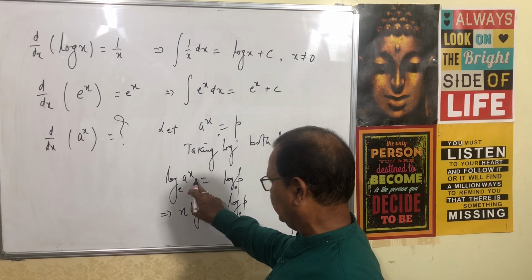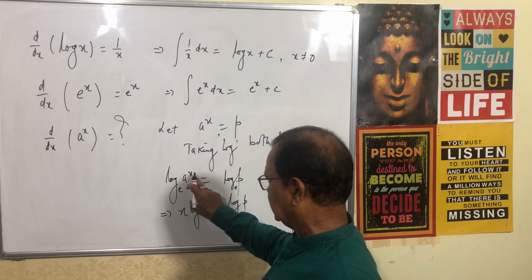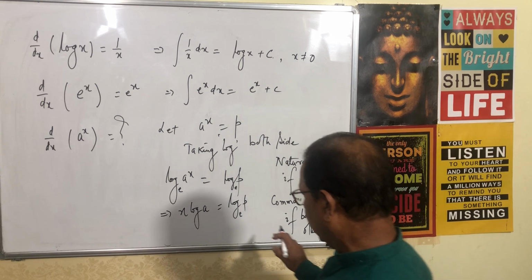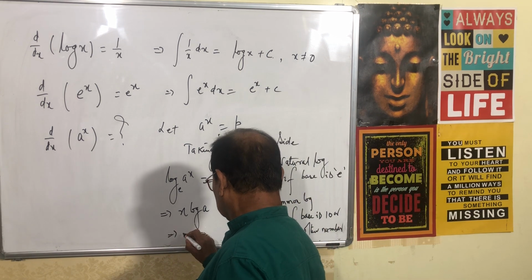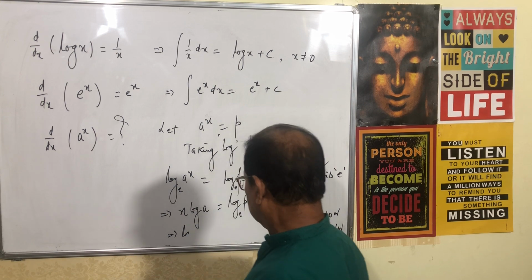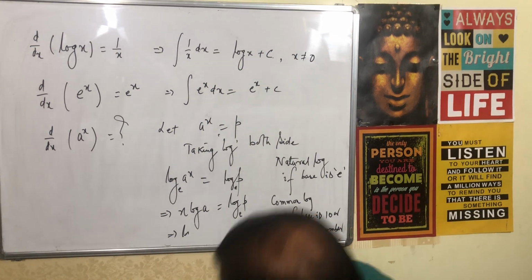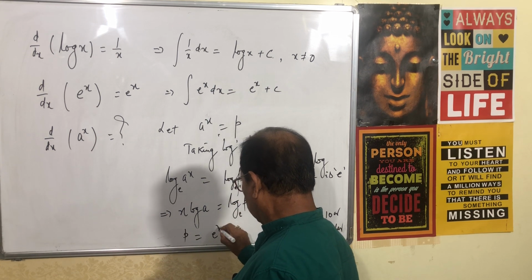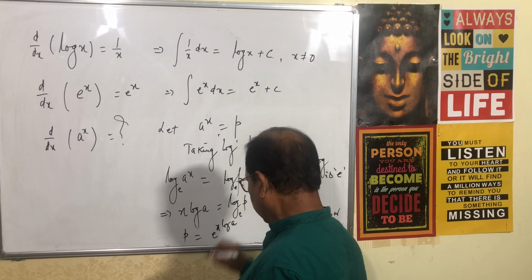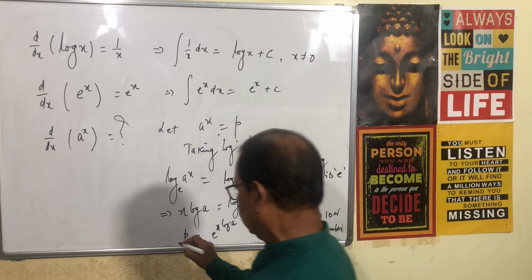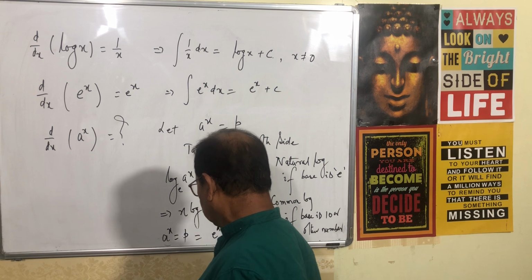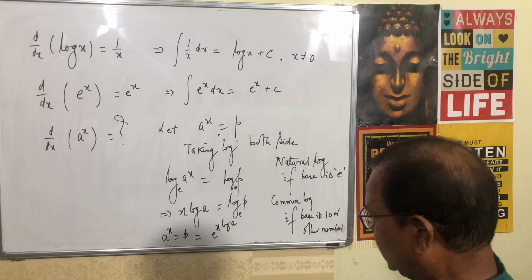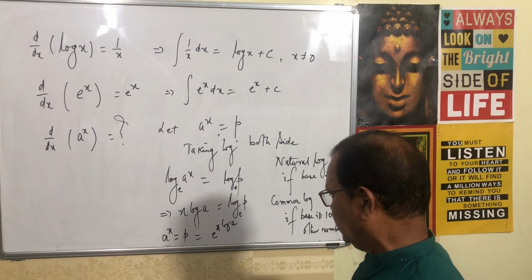So, x log a is log p with base e, correct? Now, you can write p as e to the power x log a. So, p is what? A to the power x. So, a to the power x is known as e to the power x log a. Just to get the differentiation of a to the power x, I have taken this, correct?